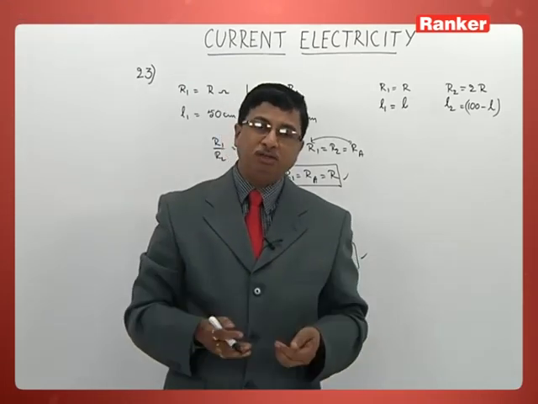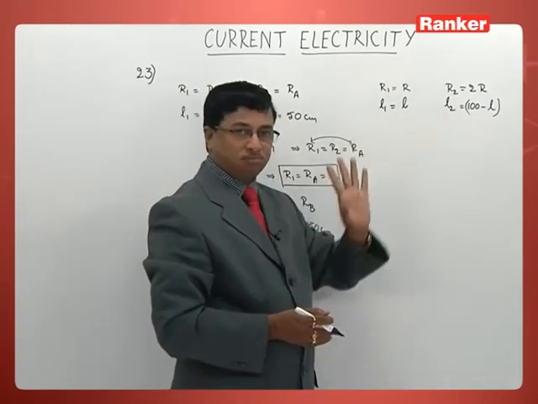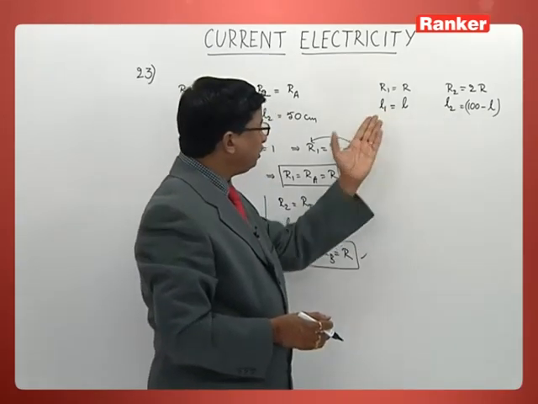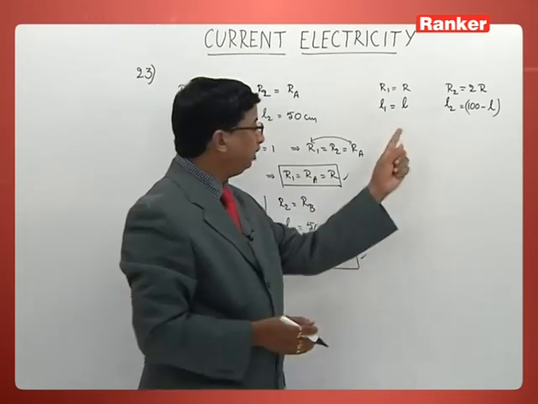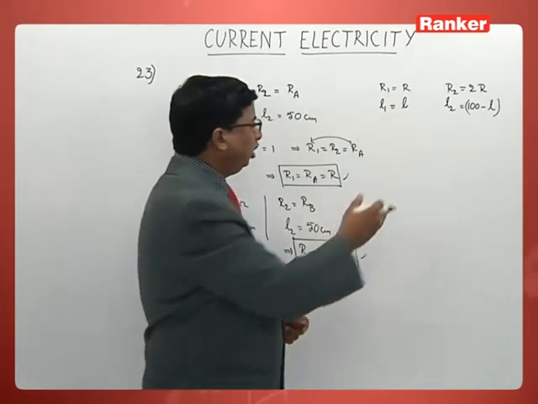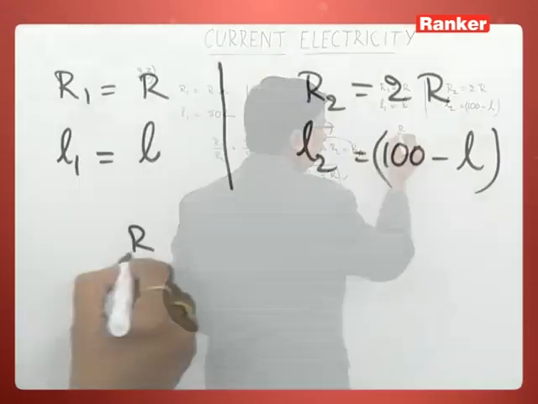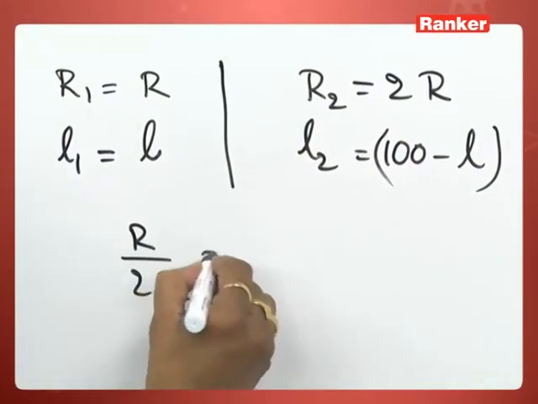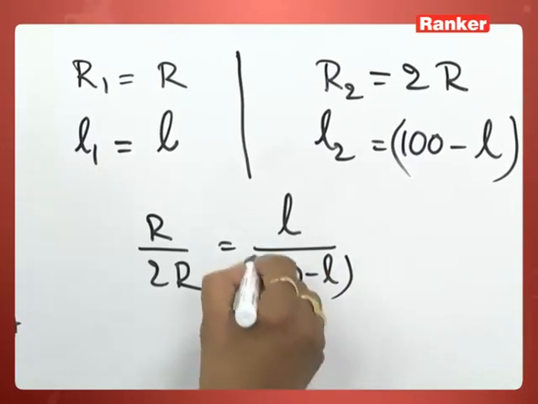In series, what would be the total resistance there? It will be 2R. Now come to the next. Let us consider the balance length as L. Then what will be the remaining length from the other end? 100 minus L. Now apply once again Wheatstone's principle over here. It is R by 2R is equal to L by 100 minus L.